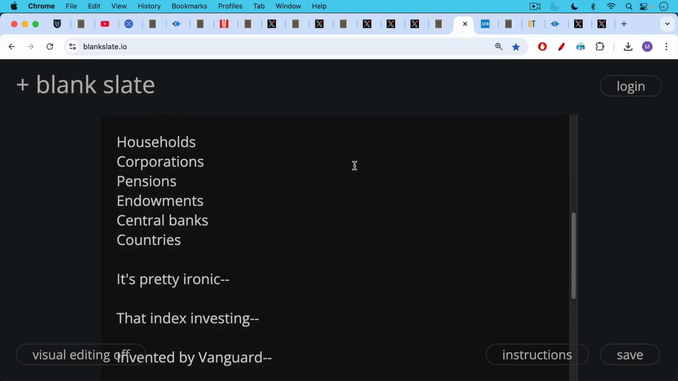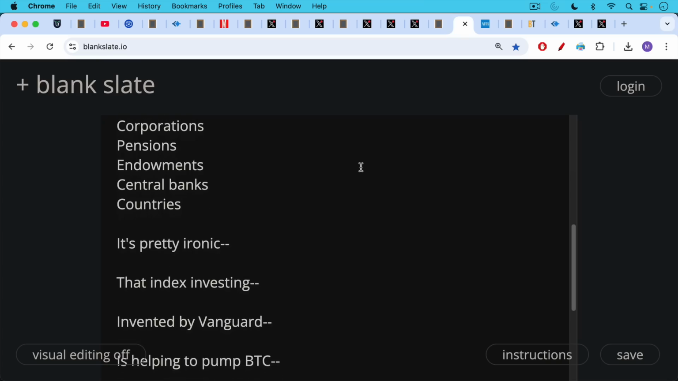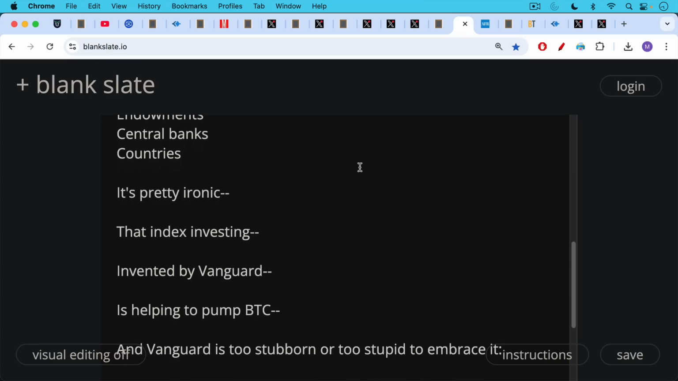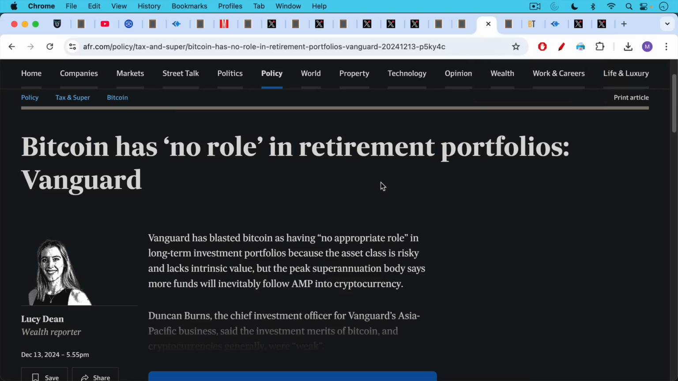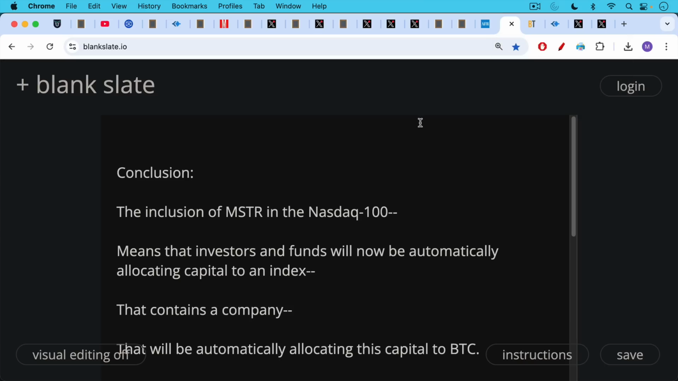And there's some rumors that there are some Middle Eastern countries that are now pursuing Bitcoin quite aggressively, shall we say. I think this is pretty ironic, of course, that index investing, which was invented essentially by Jack Bogle and Vanguard, is now helping to pump Bitcoin, and Vanguard is too stupid or too stubborn to invest in it. So they're still putting out reports on how Bitcoin has no role in retirement portfolios. Unfortunately for them, Bitcoin is now in everyone's retirement portfolio to the extent that MicroStrategy has exposure to it, and MicroStrategy is about to become part of the QQQs.